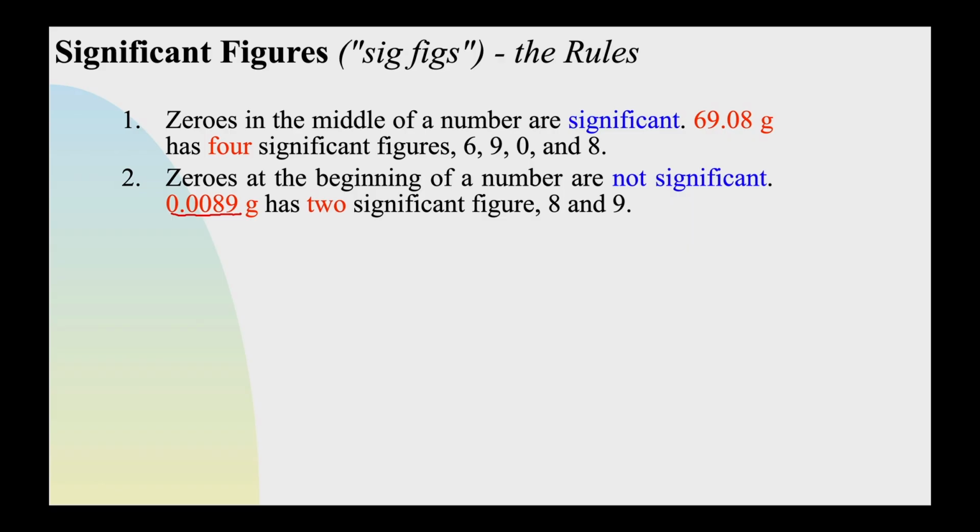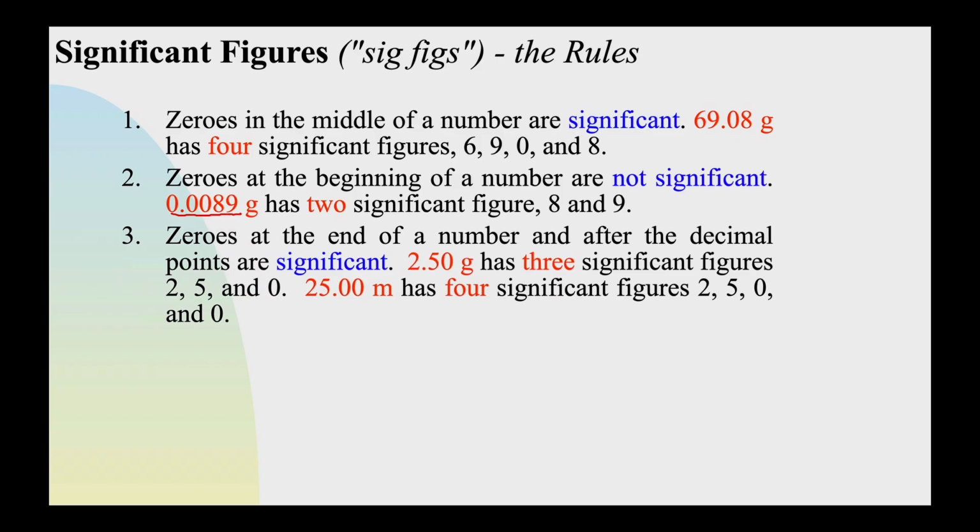They're just placeholders. If the zeros are at the end of the number, you have to make the distinction if they're at the end of the number and after a decimal point or not. If they're after a decimal point, then they're significant. So 2.50 would be 3 sig figs, and the last 0 is the doubtful digit.